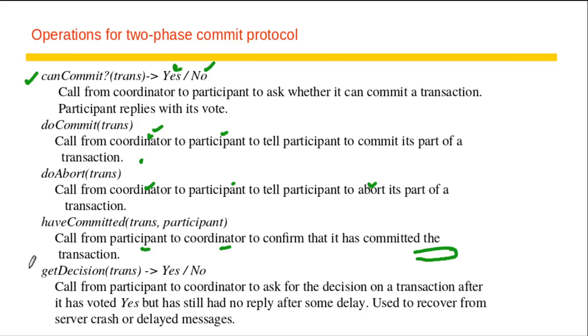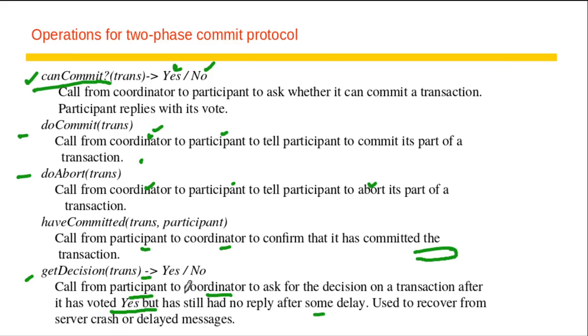Get decision is a message which will be sent by the participant to the coordinator in case, what happens sometimes, the coordinator has asked can commit or not, and the participant voted yes, it is ready to commit, but after some time, it has waited for some time, and till this time it has not received any message. Means what the procedure is, the participant should receive a message, either do commit or do abort, but it has not received any message, it has waited for some time. So now it wants to find what is the status. Okay, so it is asking get decision.